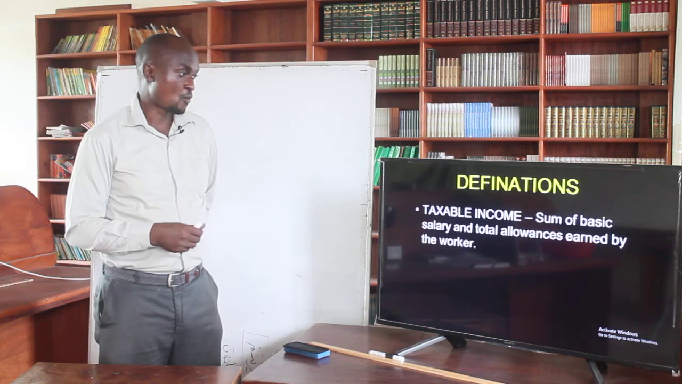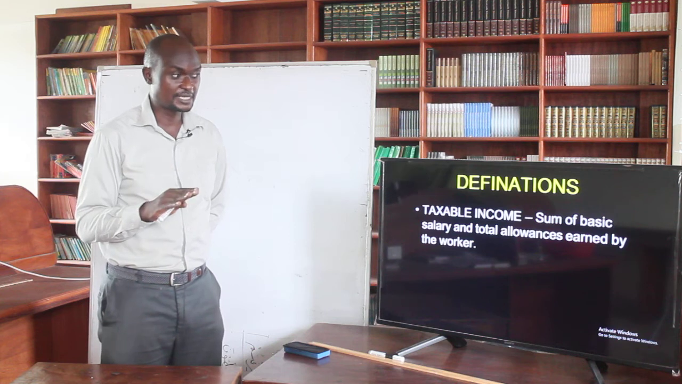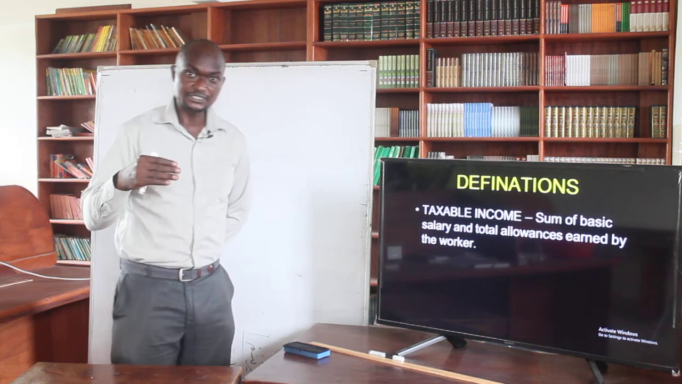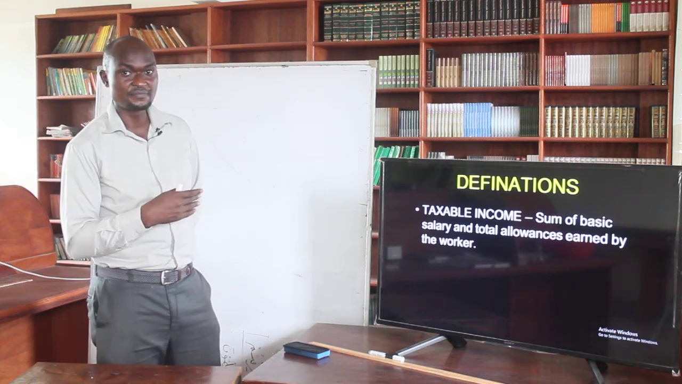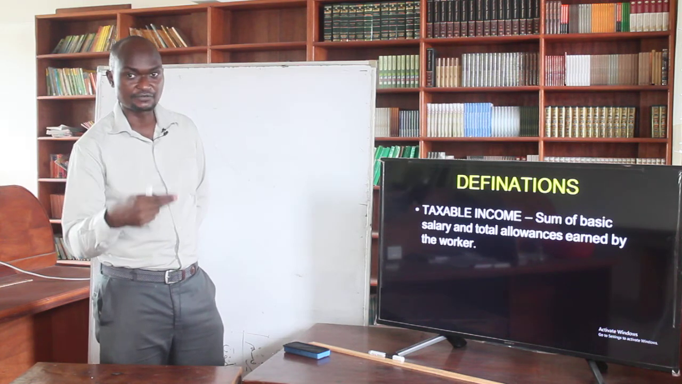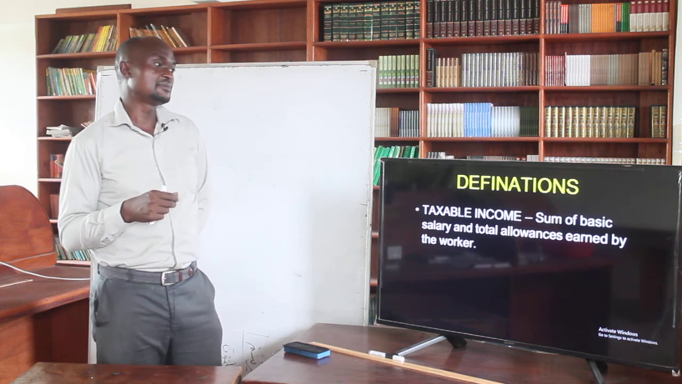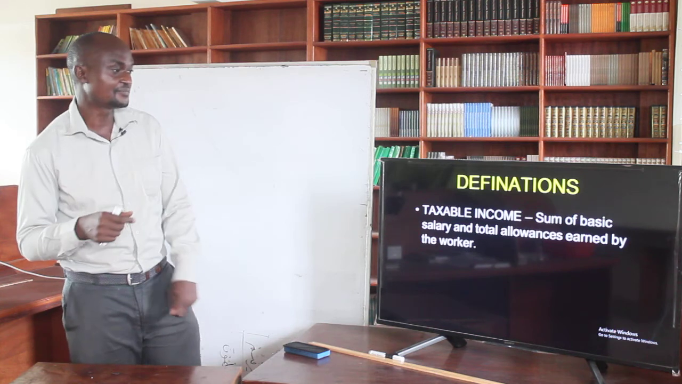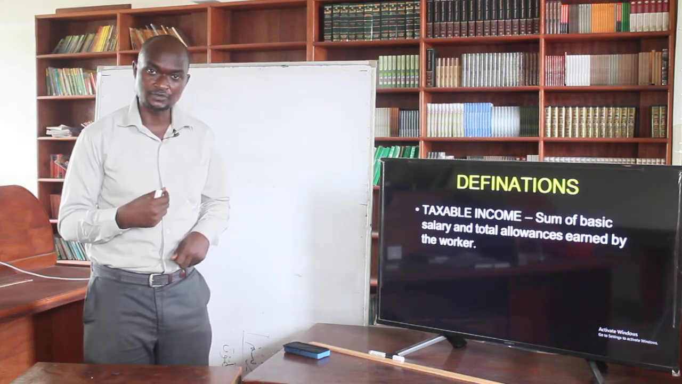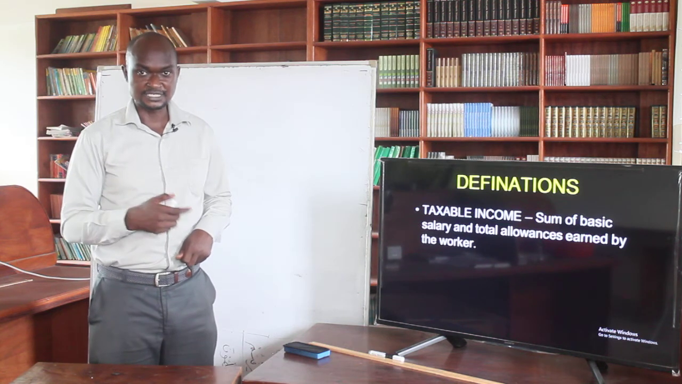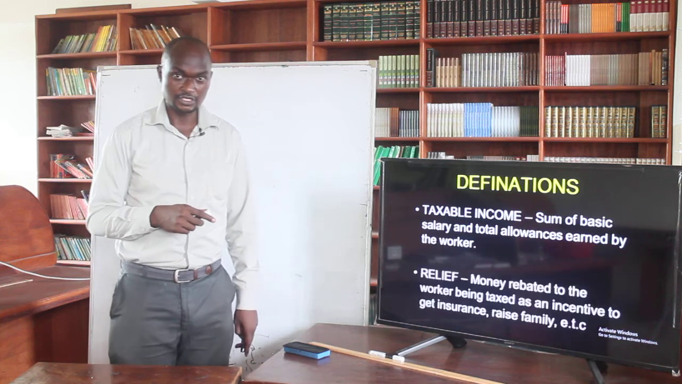Then, what do we mean by taxable income? Now understand in this subtopic, to understand it, we need to define these things first. Go through them. Once we understand them, it will be easier for us to come to the workout. Taxable income is the sum of the basic salary and all the allowances that are earned by a particular worker. Taxable income, the sum of the basic salary and allowances.